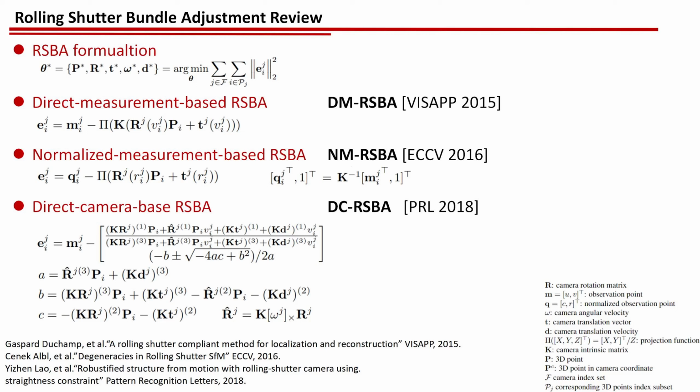In this slide, we list three existing RSBA methods. Direct measurement-based RSBA uses an observed image point row index in the projection function, while normalized measurement-based RSBA uses a normalized image point row index. Compared with modeling rotation and translation based on observation, the direct camera-based RSBA utilizes the rolling shutter constraint to get the closed-form solution of RS projection which is free of observation.